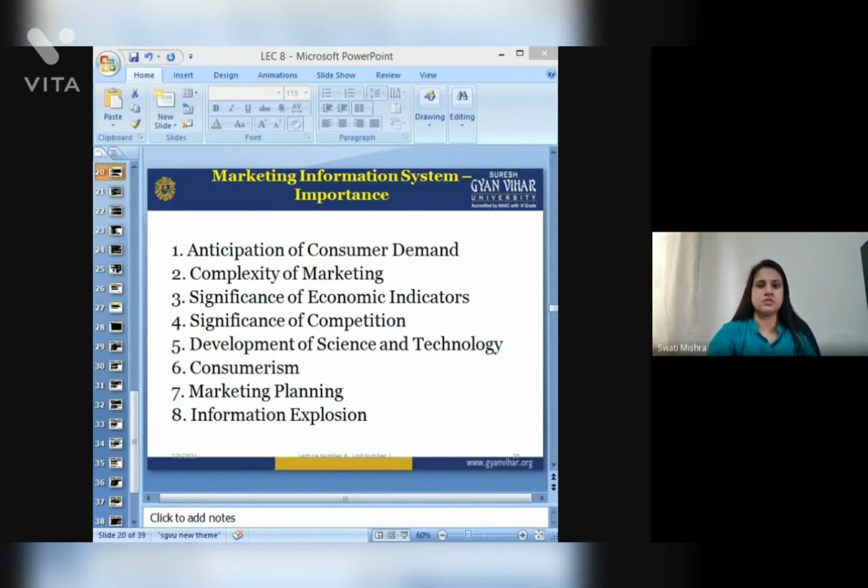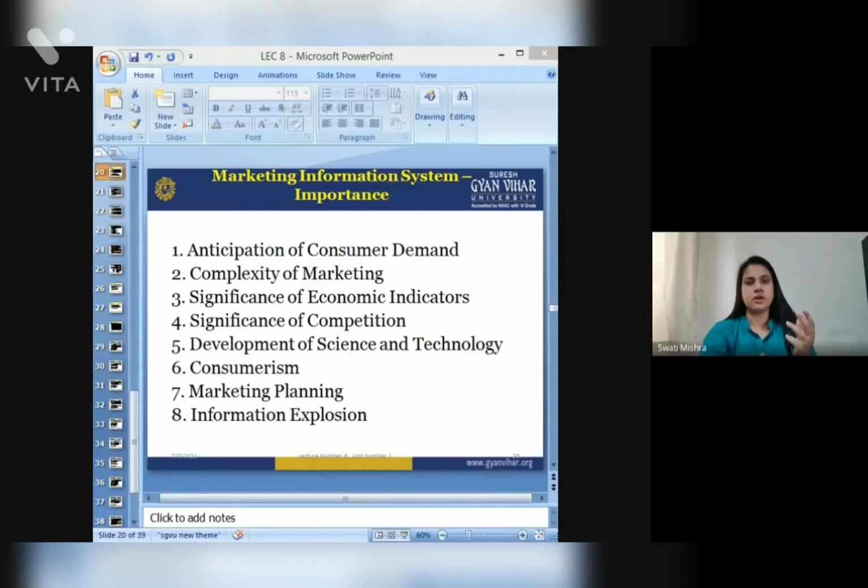Next is, of course, marketing planning. For instance, any kind of sales forecast is the base of production plan, marketing plan. And marketing information alone can interrelate and coordinate the product and user consumer demand, so that both supply and demand can travel on the same wavelength.